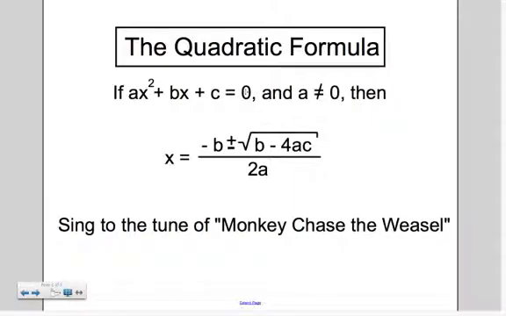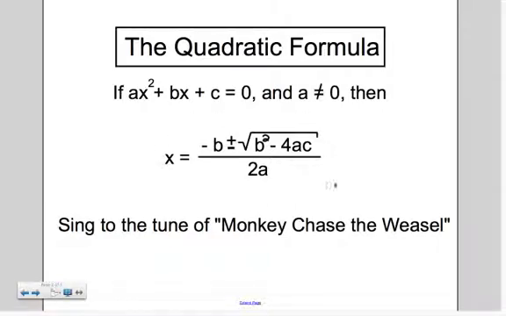But if that's the case, then we can solve using negative b plus or minus the square root of b squared minus 4ac all over 2a. And there's a nice way to remember it. You can just sing it to the tune of Monkey Chase the Weasel. So, negative b plus or minus the square root of b squared minus 4ac all over 2a. And it's an easy way to remember the quadratic formula.